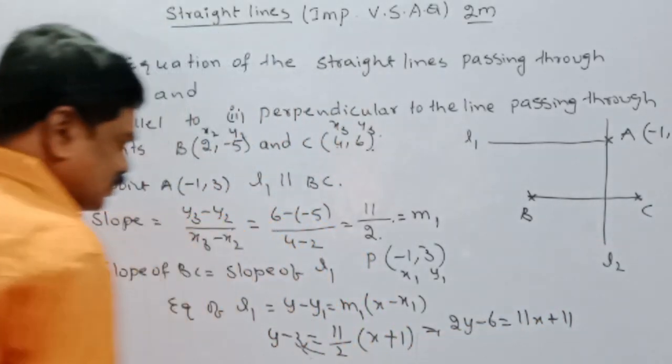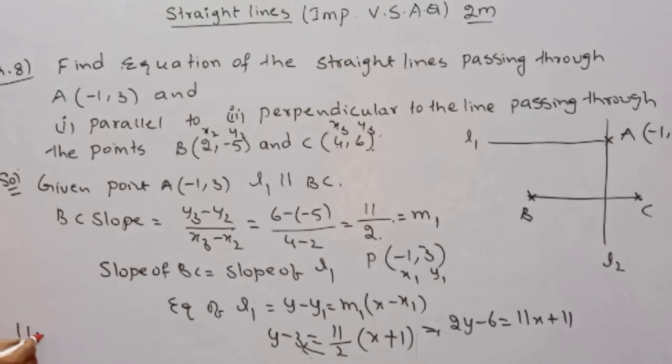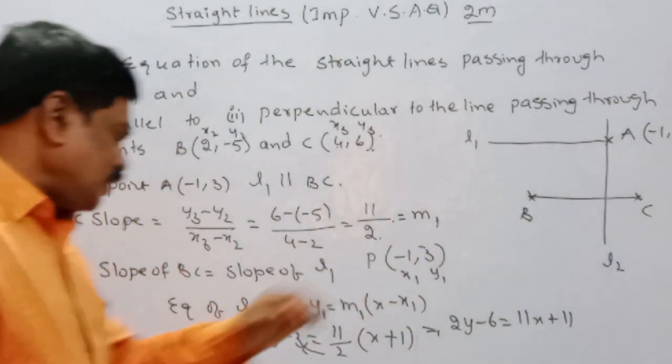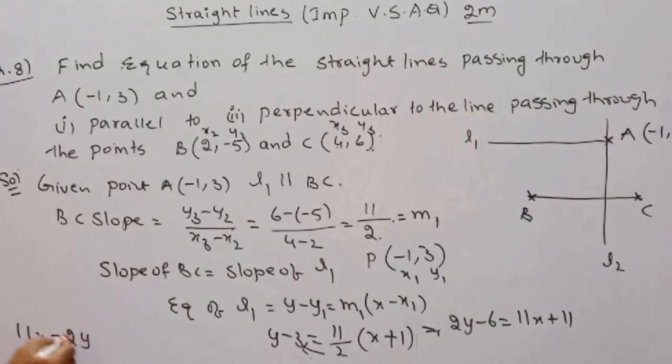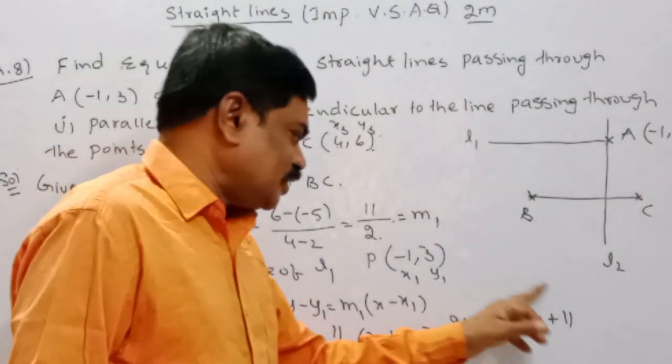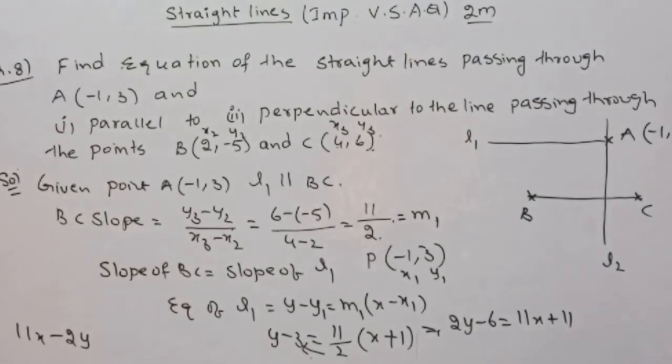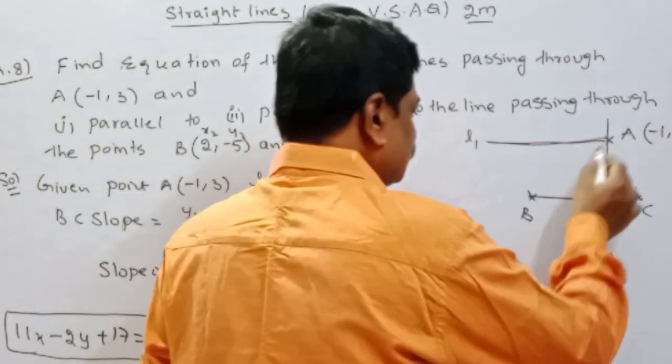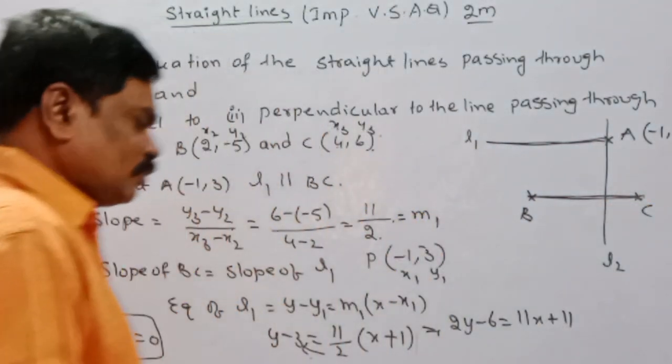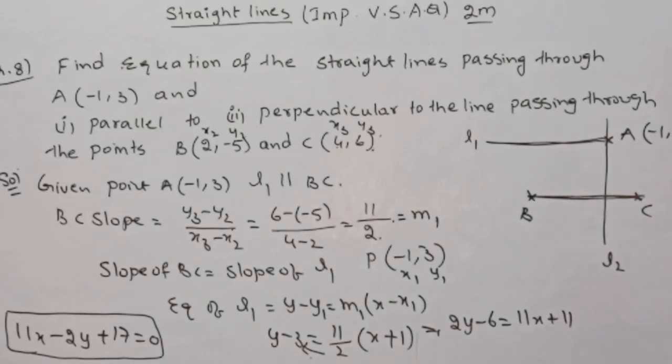So you can take everything to this side, that is 11x minus 2y plus 17 equals 0, is the required line equation, which is parallel to BC. Okay, all of you, the required line equation is 11x minus 2y plus 17 equals 0.